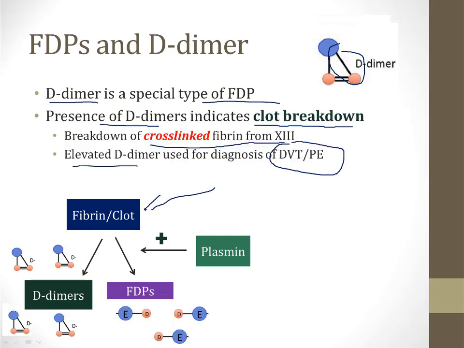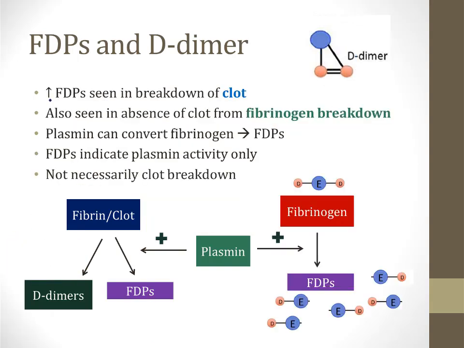If you have a blood clot like a deep vein thrombosis or a pulmonary embolism that plasmin is trying to break down, it will form small fibrin degradation products which you can measure in the plasma, but it will also form D-dimers which can be measured in the plasma. You can see a rise in the level of fibrin degradation products in the setting of breakdown of clot. However, FDPs are generally not used to diagnose thrombotic disorders like DVTs or pulmonary emboli.